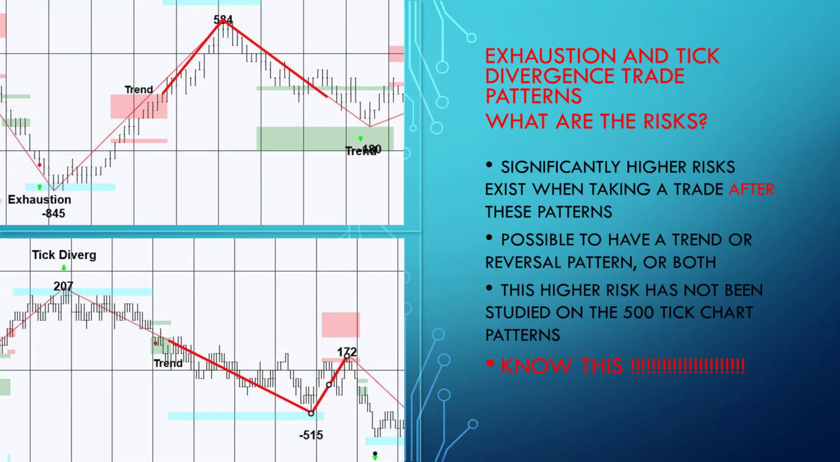The next thing you have to know about an exhaustion and tick divergence pattern is that there are significantly higher risks for taking any trade after these patterns occur. It is possible to have both a trend or a reversal pattern, or actually both patterns occur after an exhaustion or a tick divergence trade. This higher risk has not been studied on a 500 tick chart, and it is something that you should study before taking that type of trade. And as you can see, I think this is extremely important information that you need to know.